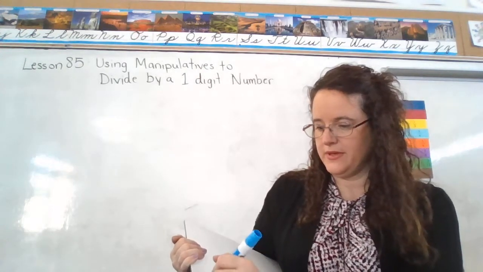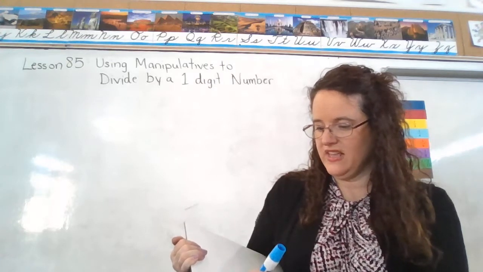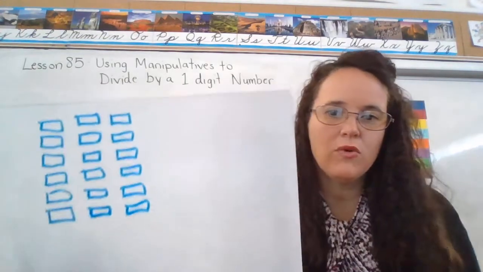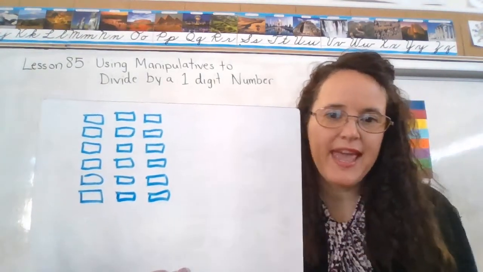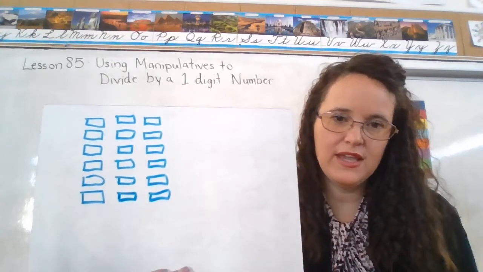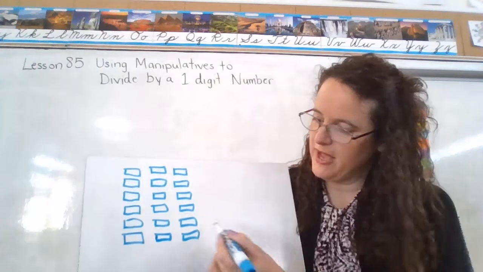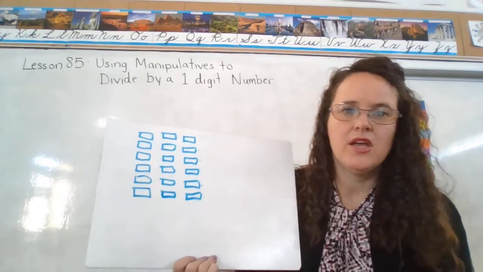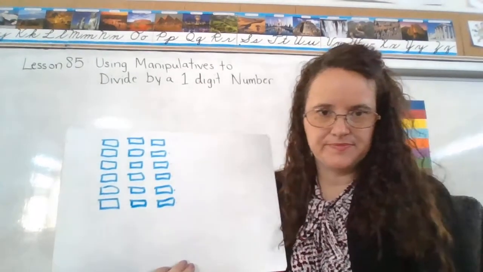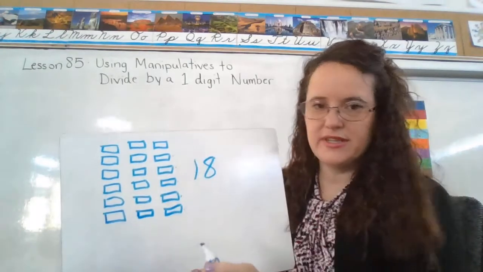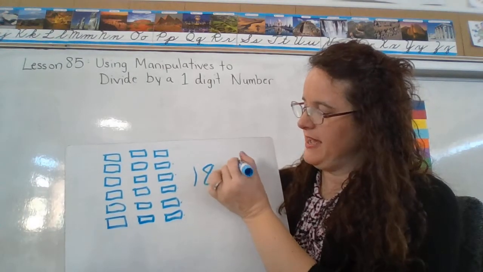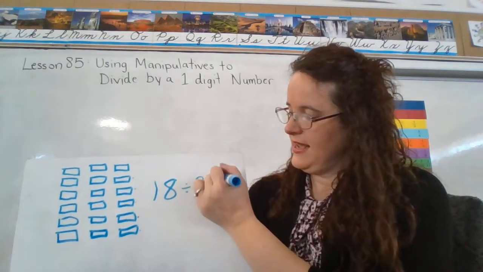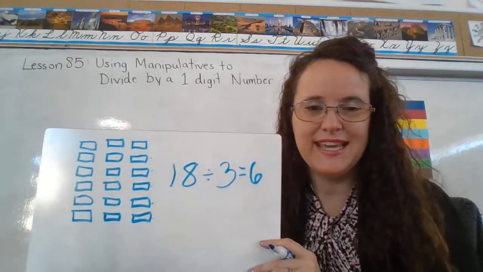So I'm drawing my books here. I need a total of 18 of them, and they're in 3 equal piles. So there's my 18 books, my 3 equal piles. How many books are in each pile? 1, 2, 3, 4, 5, 6 books in each pile. So what's our division problem here? I started with 18 books. I divided by 3 because I was putting them in 3 equal piles. And I ended up with 6 books in each pile.